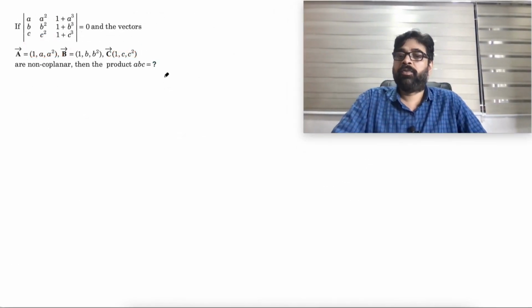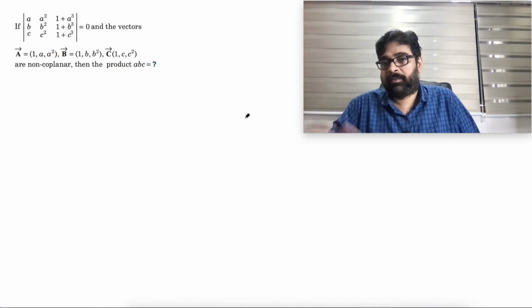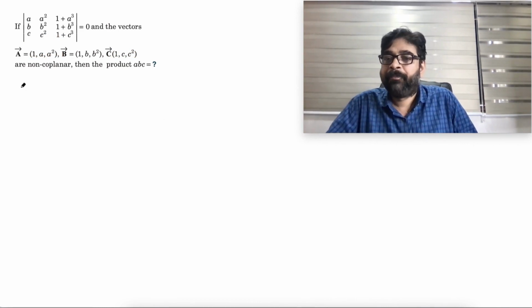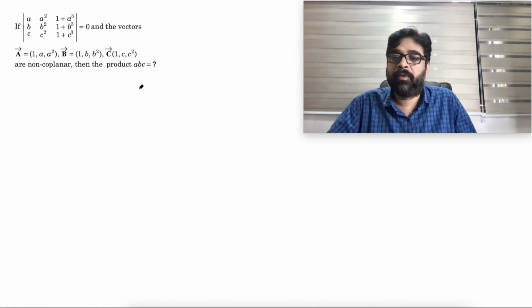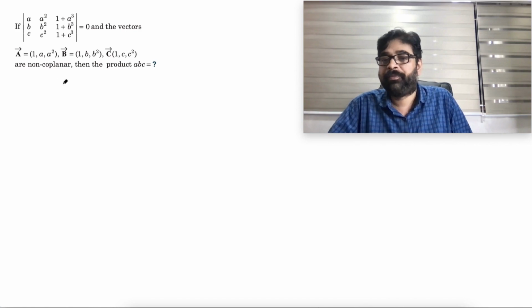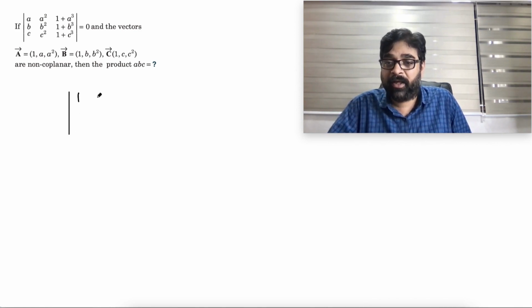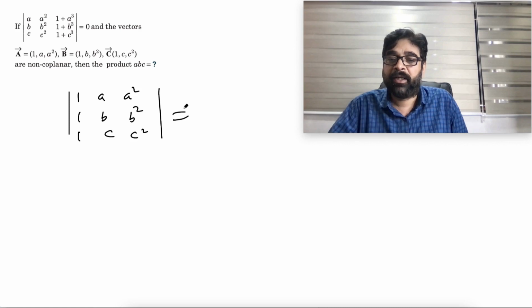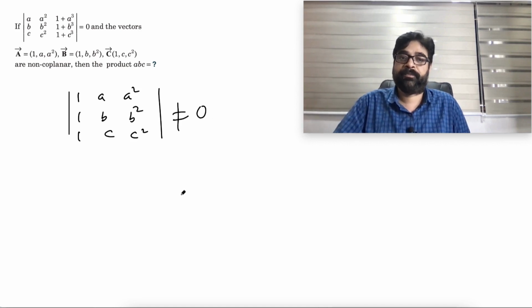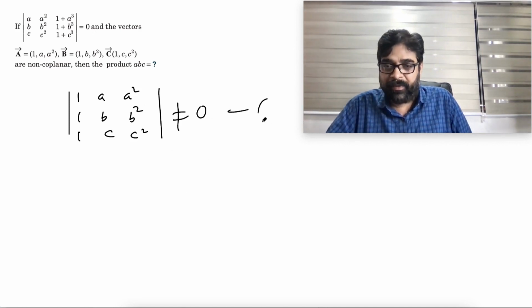Again, this is also a determinant kind of question. Vectors A, B, C are non-coplanar, then prove that the product ABC will be what? Simple question. First thing, these are non-coplanar, so 100% sure I can say the determinant with rows 1, A square; 1, B square; 1, C square will not be equal to 0. Okay, this is the given information.